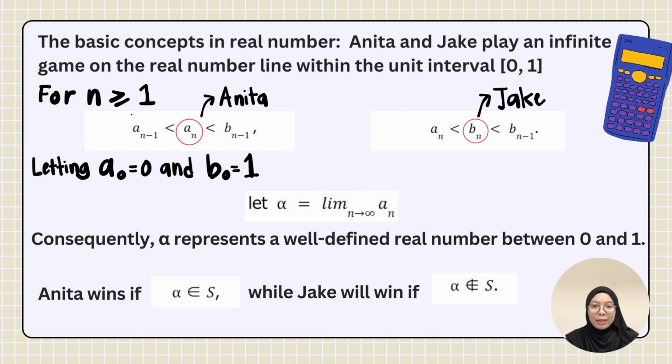The real number system can be understood through engaging games like the one played by Anita and Jake. In this game, they select numbers within the unit interval 0, 1, following specific rules. Anita starts by choosing a number, then Jake picks one between Anita's choice and 1. This process continues, forming a sequence. The limit of this sequence, denoted as alpha, represents a real number between 0 and 1. Anita wins if alpha is in a fixed subset S, while Jake wins if alpha is not in S. These games help us grasp fundamental concepts in real numbers and their properties.